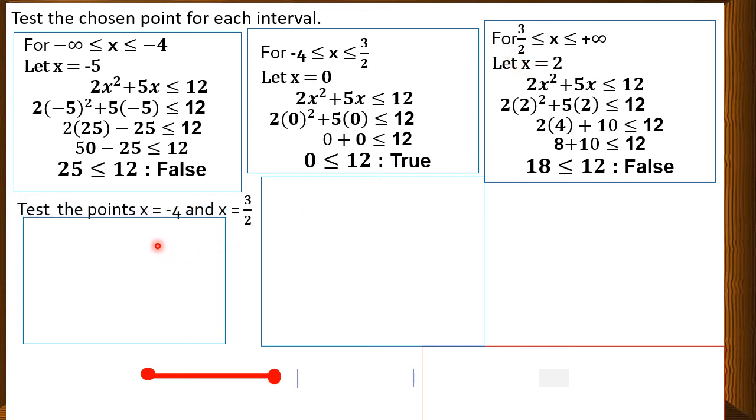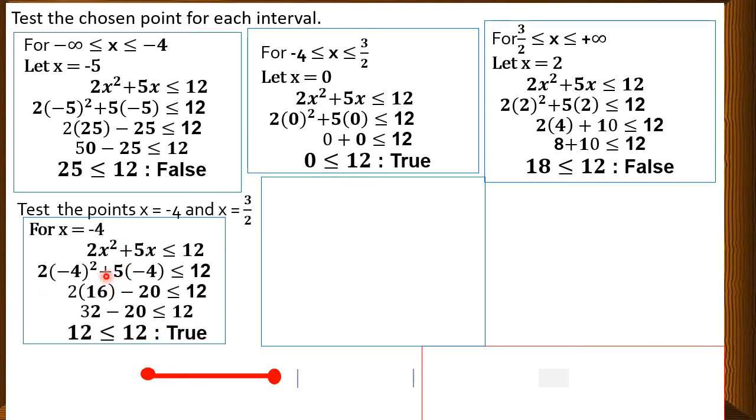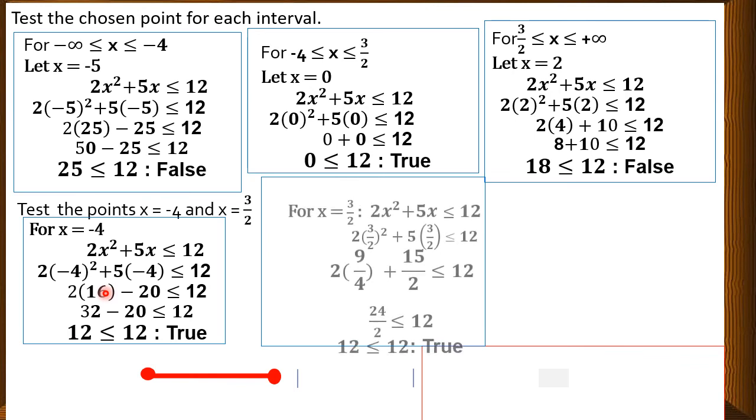To test the point where x is equal to negative 4, copy the original inequality, substitute x by negative 4. So 2 times negative 4 squared, bring down 2, negative 4 squared, that is negative 4 times negative 4 is 16, 5 times negative 4 is negative 20, less than or equal to 12. 2 times 16 is 32, minus 20, less than or equal to 12. 32 minus 20 is 12, less than or equal to 12. This is a true inequality. It means x is equal to negative 4 is part of the solution.